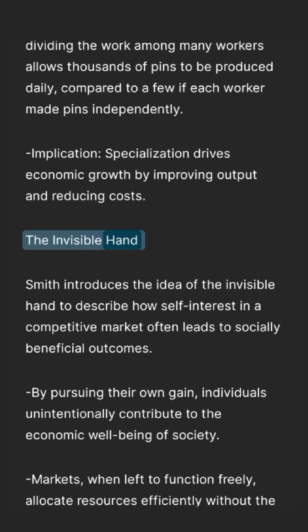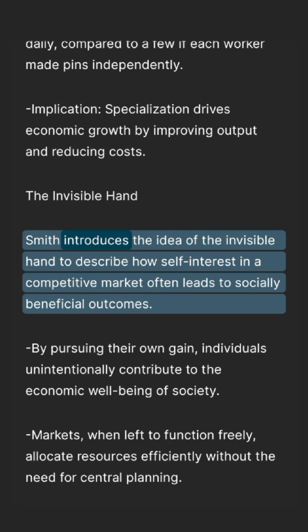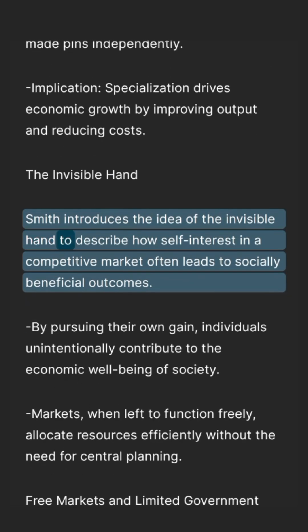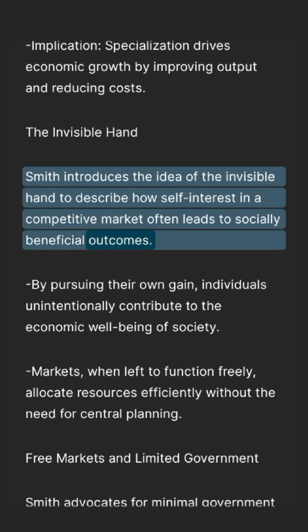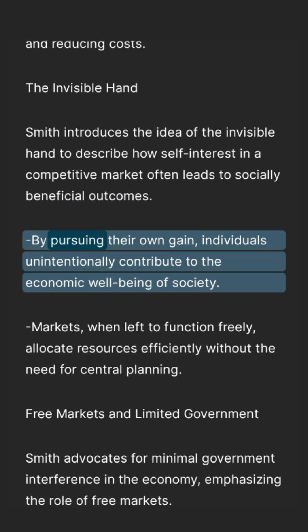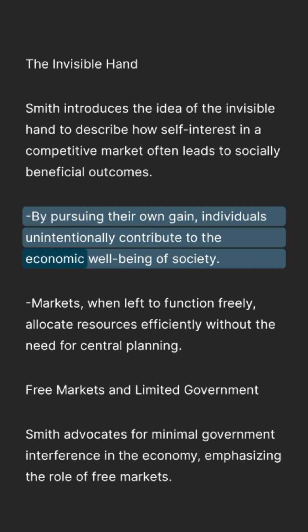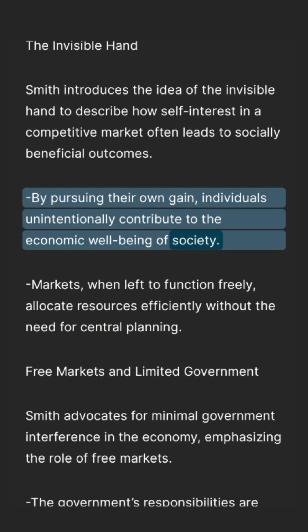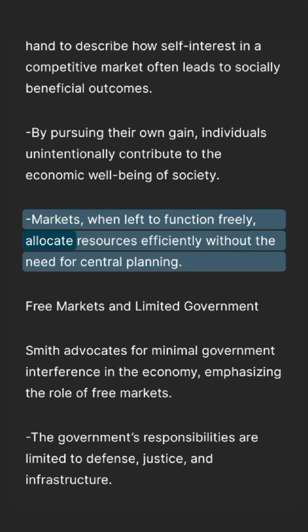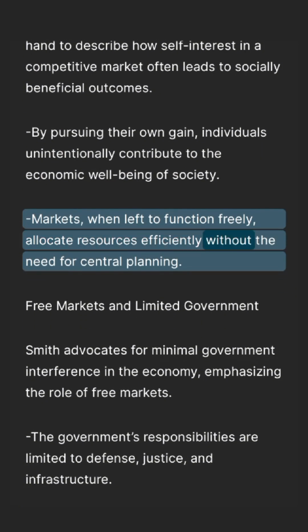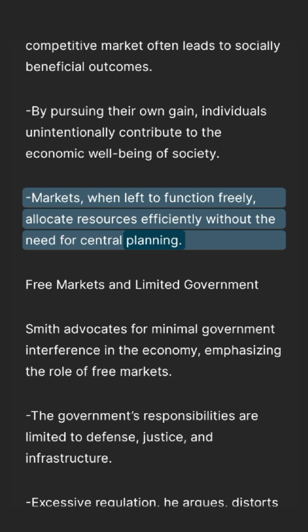The invisible hand. Smith introduces the idea of the invisible hand to describe how self-interest in a competitive market often leads to socially beneficial outcomes. By pursuing their own gain, individuals unintentionally contribute to the economic well-being of society. Markets, when left to function freely, allocate resources efficiently without the need for central planning.